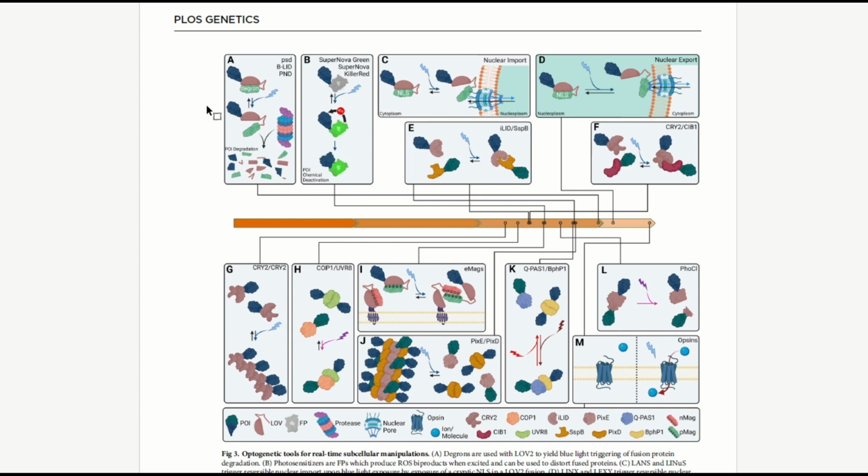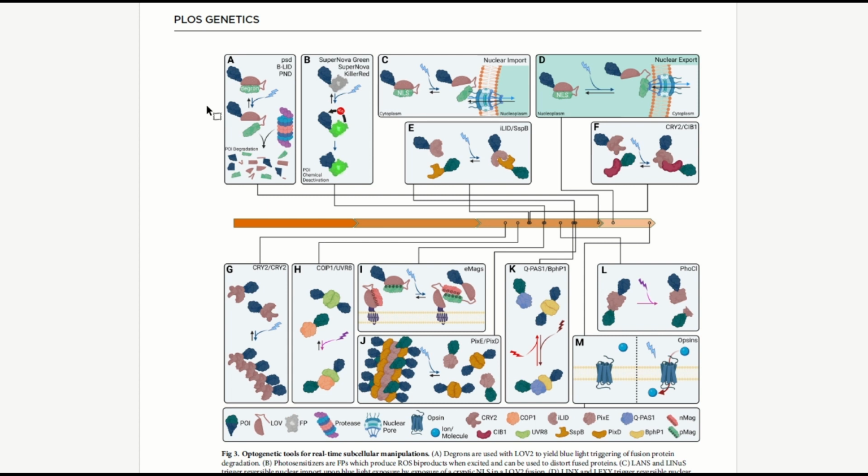Another system developed for triggering protease degradation of fused proteins by exposure to light is the blue light inducible degron, BLID method. BLID contains a small peptide degron rendered cryptic by fusion to LOV2 domain. In this way, degradation of fusion proteins is triggered by exposure of the degron upon exposure to blue light.